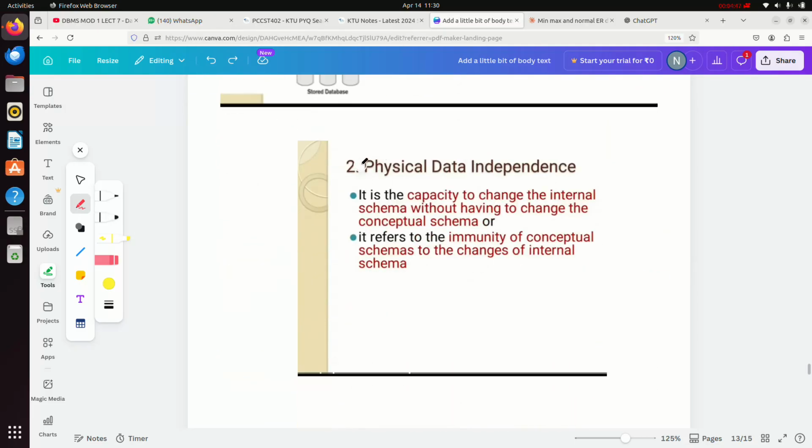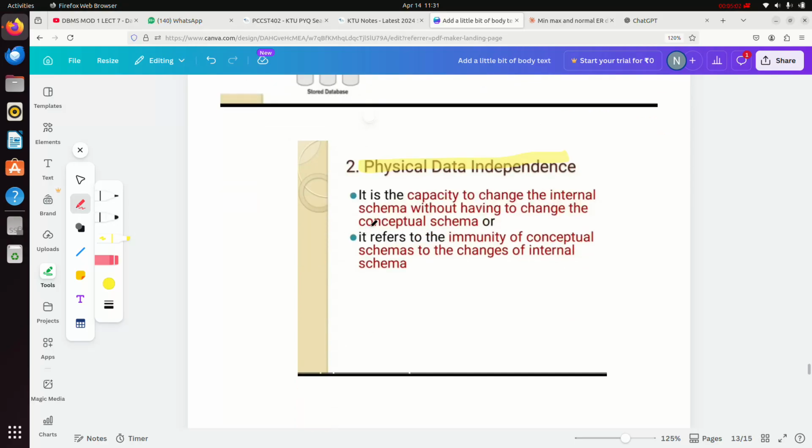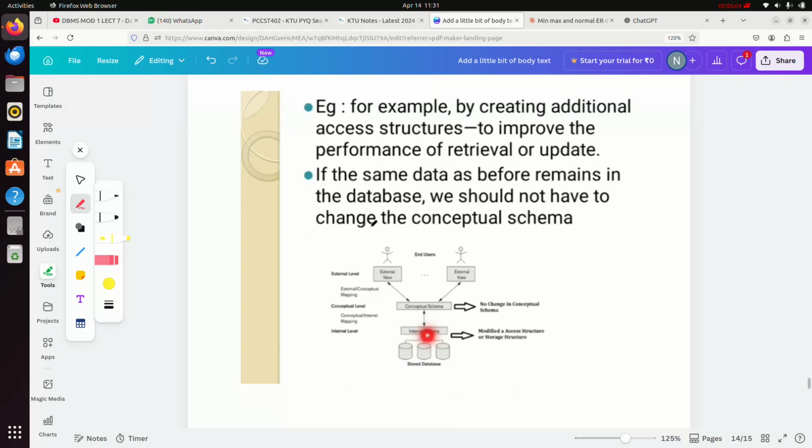Now physical data independence is the capacity to change the internal schema without affecting the conceptual schema. So it is like the immunity of the conceptual schema to changes in the internal schema. An example is creating additional access structures to improve the performance of retrieval or update. I am modifying an access structure or storage structure in the internal schema.